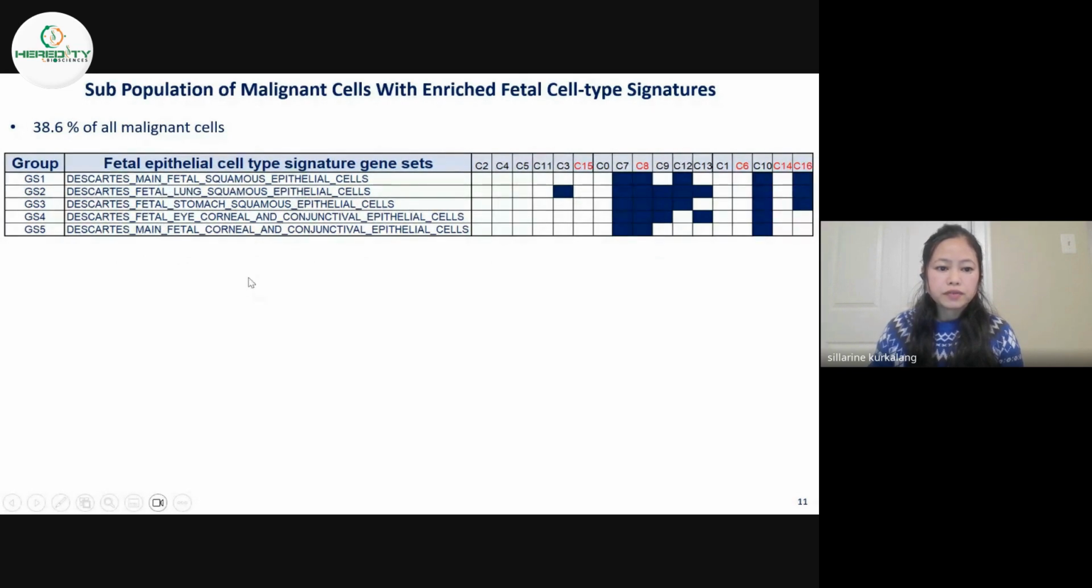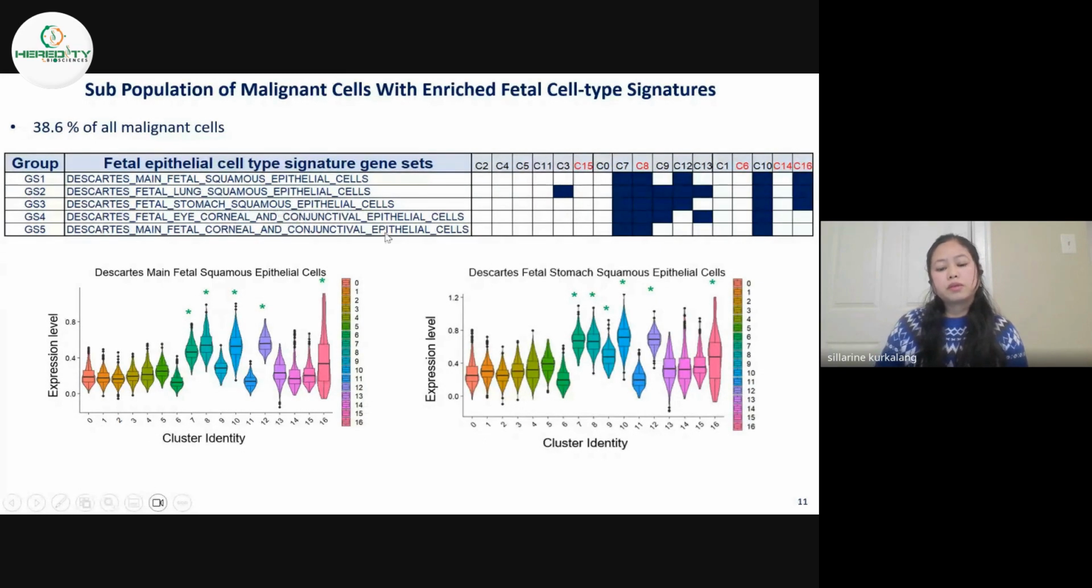including the fetal squamous epithelial, fetal lung squamous epithelial cells, the fetal stomach squamous epithelial cells, cluster 7, cluster 8, cluster 10, cluster 12, and cluster 16. These cells were not enriched with EMT signatures, but they are enriched with fetal signatures, indicating that these are fetal-like epithelial cells. Now, the fetal signatures were known to be expressed only in the fetal cells, however, in the tumor cells, there is a lot of cellular reprogramming where the cells do express genes that were involved in the early developmental phase, like the fetal development. So these signatures were also reactivated in the cancer cells to further enhance the tumor growth and progression.